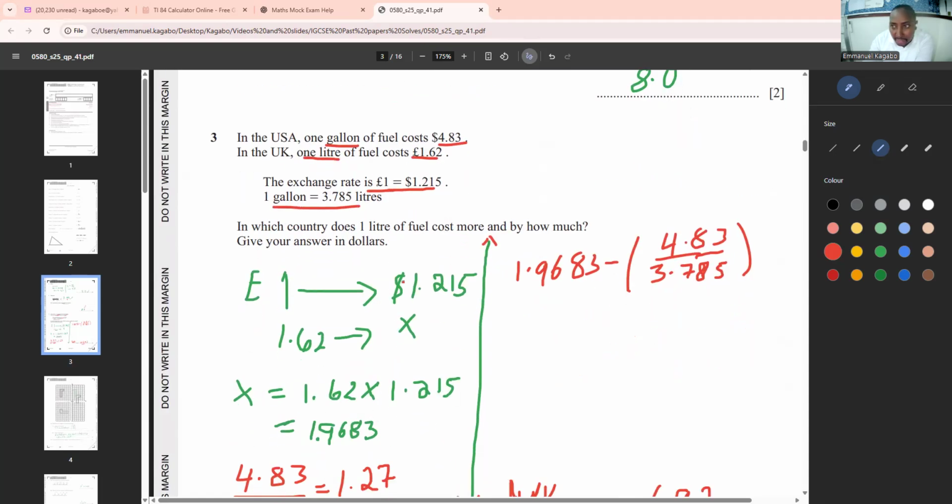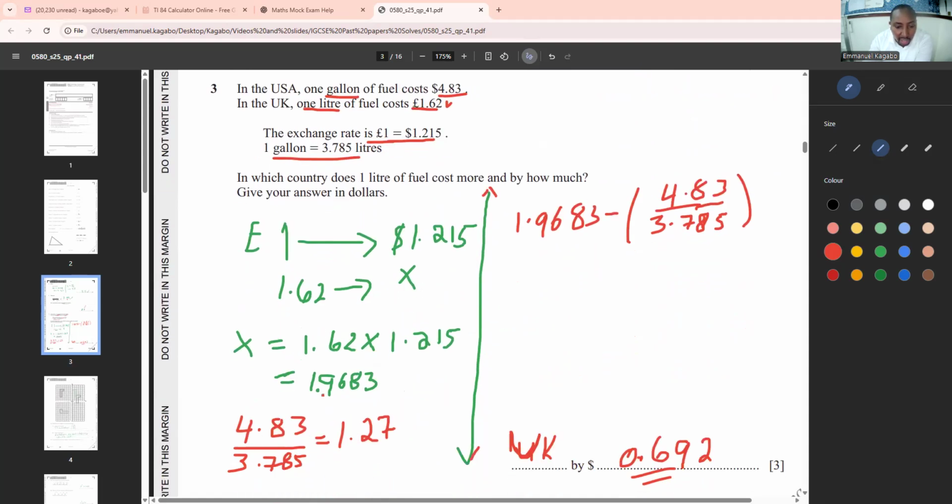So 1 pound costs this many dollars, right? So how much can I convert this one? If I convert, because the liter is this one, do you see that? So how much is it going to be in total? So when you work out this, you're going to have this as dollars, right? These are dollars. The cost of 1 liter in the UK in dollars will be this one.